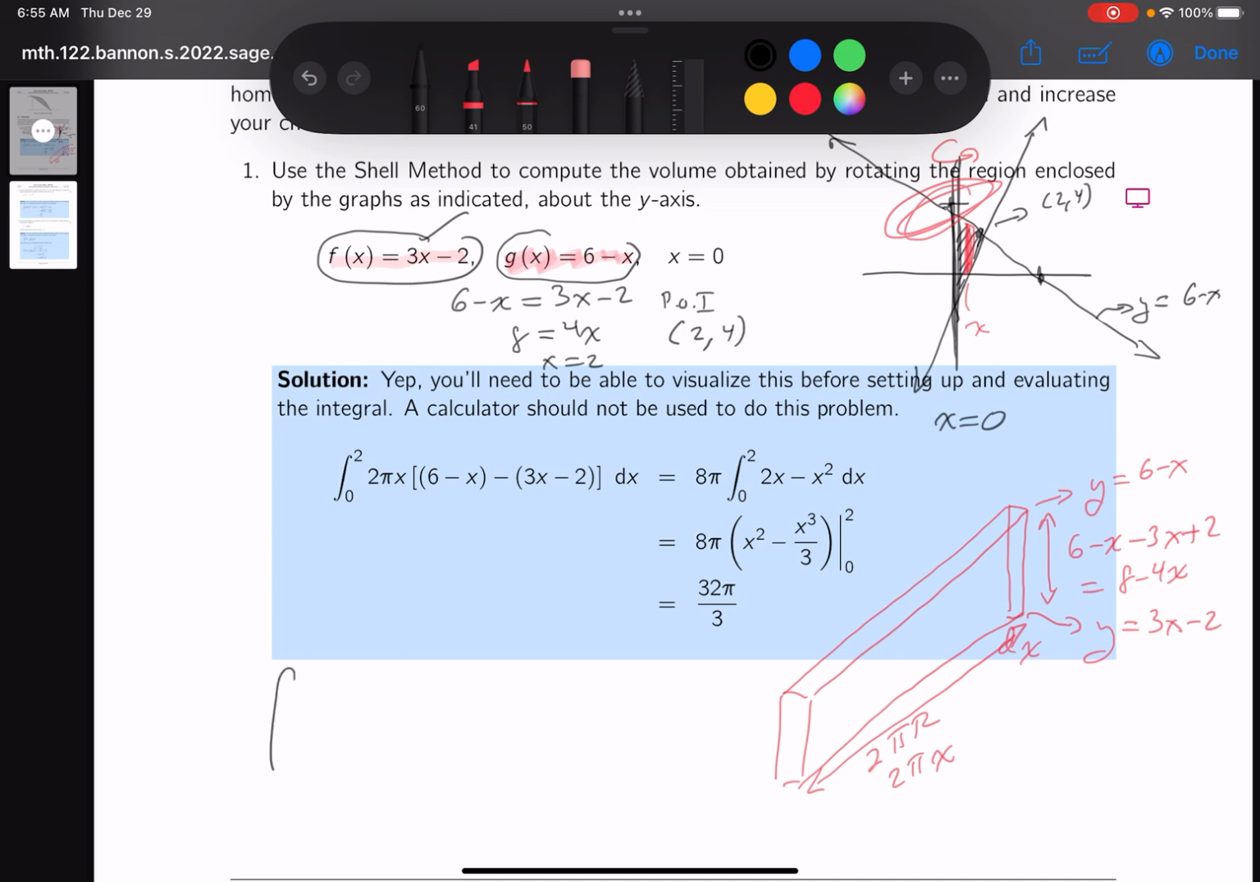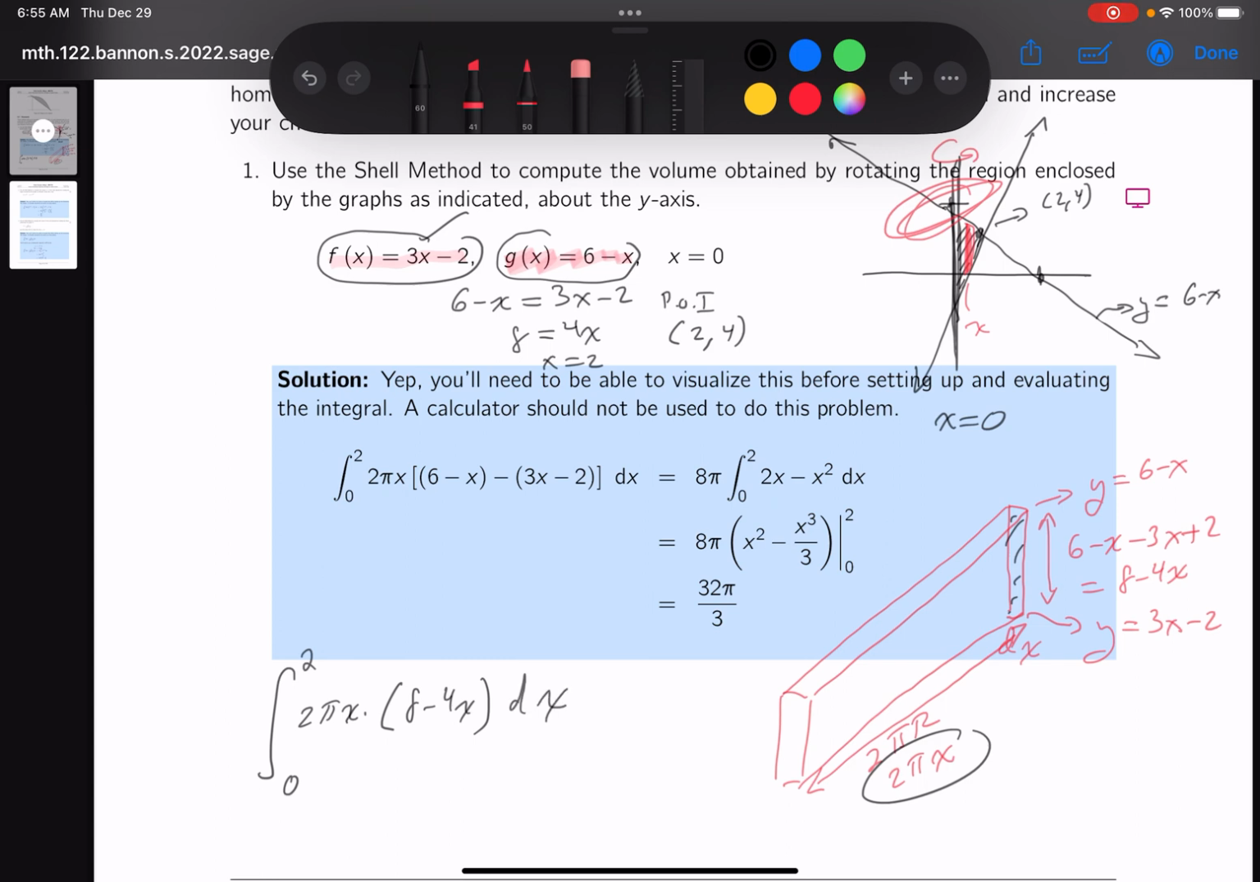We're going to start the integration at 0. We're going to stop the integration at the point of intersection, which would be 2. We're going to do this dimension first, 2 pi x, times. Now we're going to do this box over here. And what's that going to be? Well, the width of the box is dx. The height of the box is 8 minus 4x. And what do you get there? dx, right?